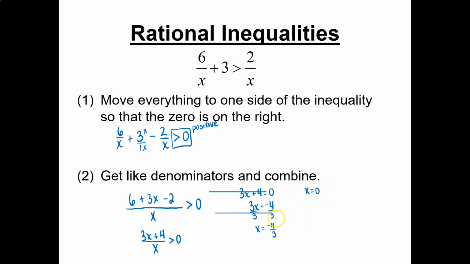Okay. So we just take the top and the bottom, set them equal to 0. That's going to give us our numbers to put on our number line. This is a pretty small one. You can make the chart if you like or not. I'm going to make the chart. I just like the chart.